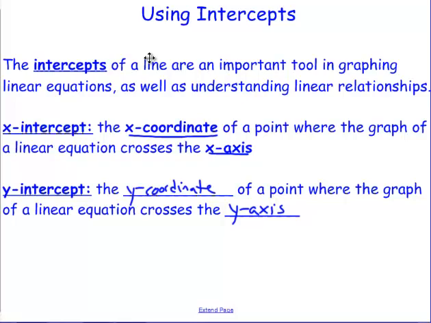Especially the y-intercept is very important to us. This is the one that matters even more to us going forward, and we'll talk about that when we get into slope-intercept form. But both are important this week as far as just finding them and graphing them and understanding how they relate to an equation. So the x-coordinate where it crosses the x-axis, the y-coordinate where it crosses the y-axis.